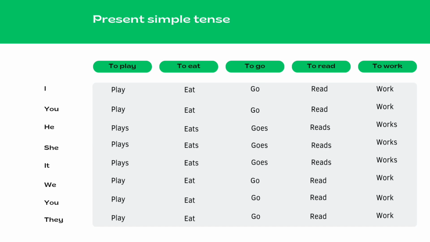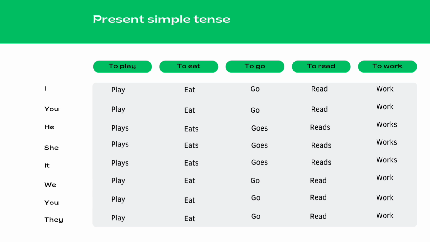Here are some verbs conjugated in the present simple. Verb to play. I play. You play. He plays. She plays. It plays. We play. You play. They play.